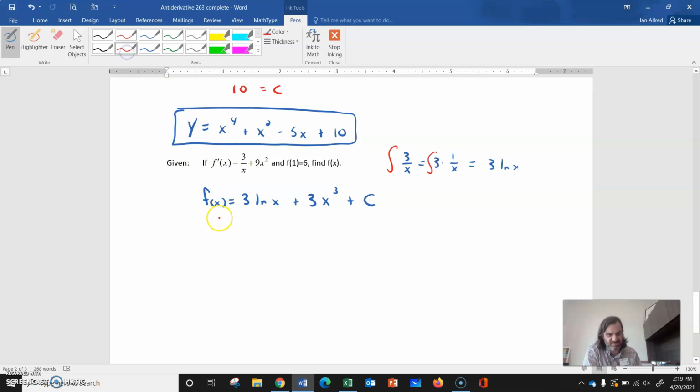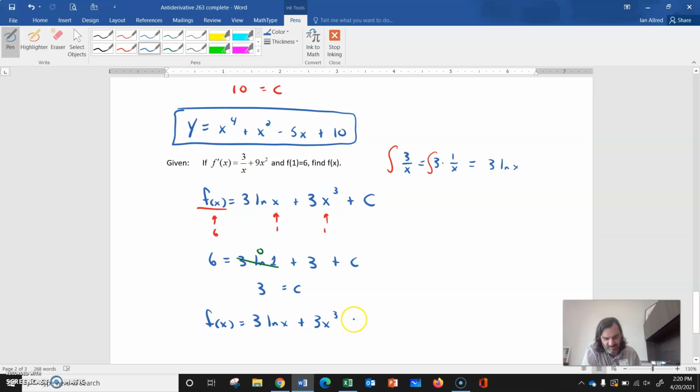And then we're going to use our xy point. So our x is 1, and our y is 6. So let's put those in. We'll have 6 equals 3 times the natural log of 1, plus 3 times 1 cubed is 3, plus c. The natural log of 1 is 0, so that knocks itself out. But it looks like when we clean this up, we'll have c equals 3. So our ending answer is f of x equals 3 natural log of x plus 3x cubed plus 3.